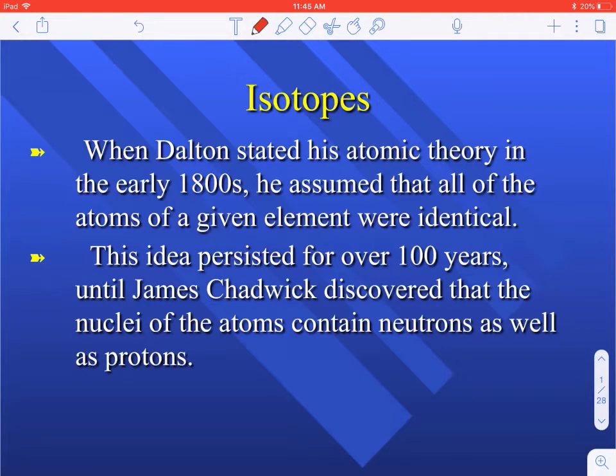Hey everyone, it might not be freezing outside, but we're still going to talk about isotopes. Get it? Ice. All right, never mind.